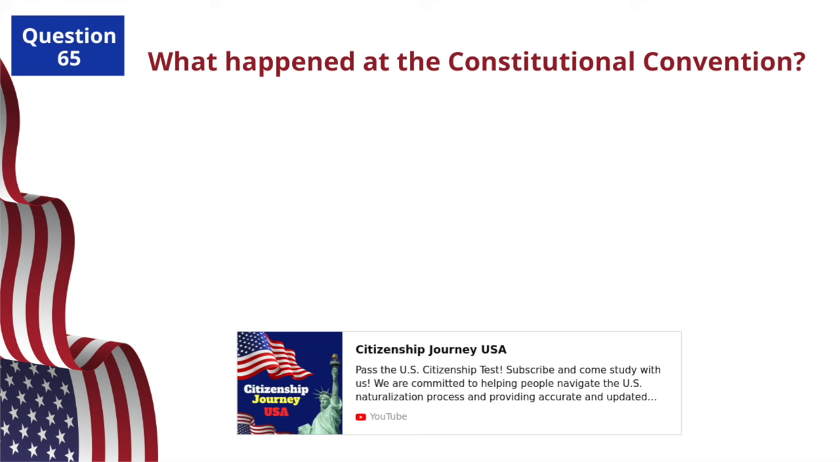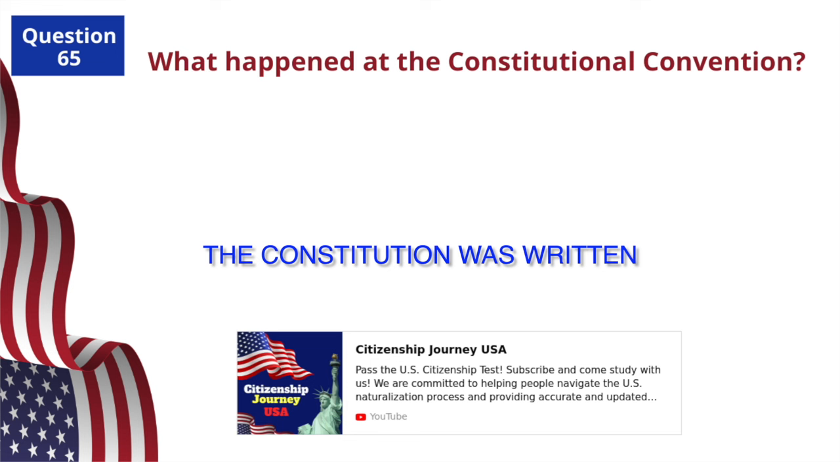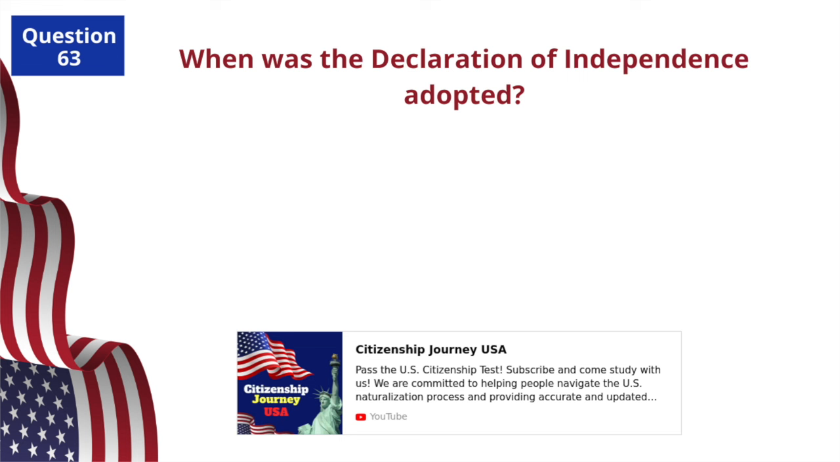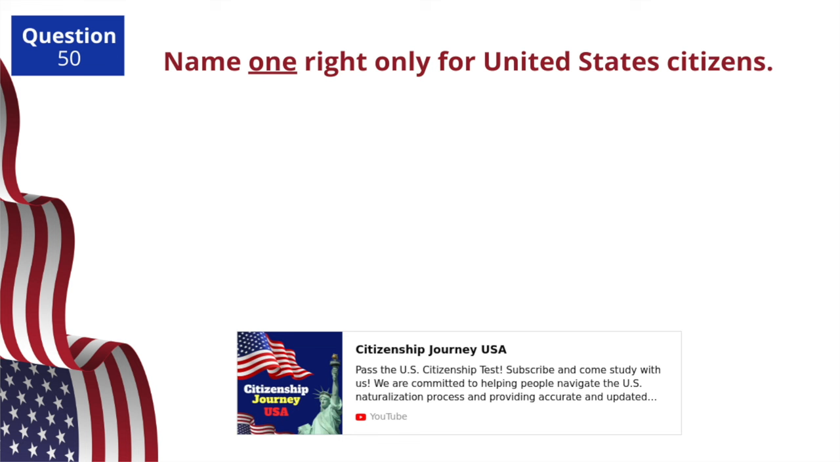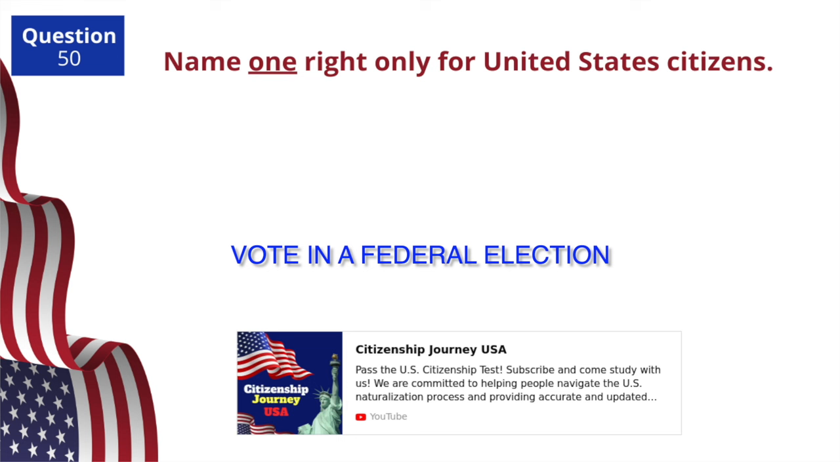What happened at the Constitutional Convention? The Constitution was written. When was the Declaration of Independence adopted? 4th July, 1776. Name one right, only for United States citizens. Vote in a federal election.